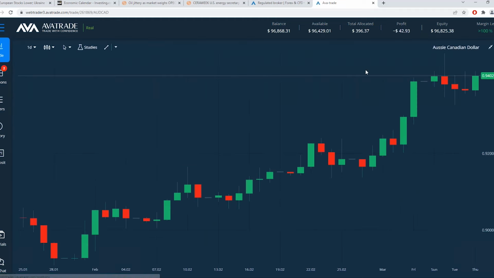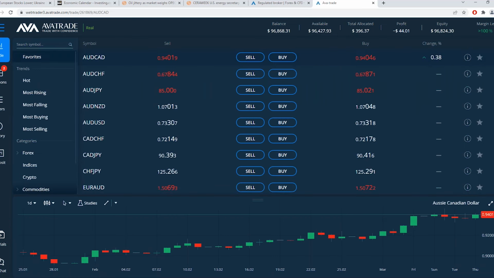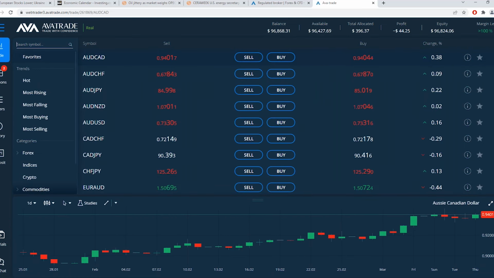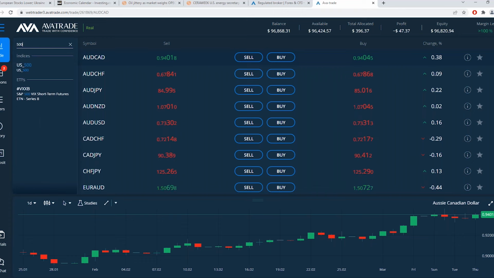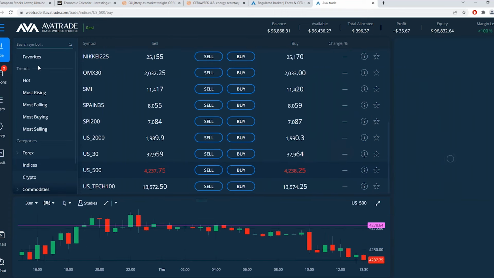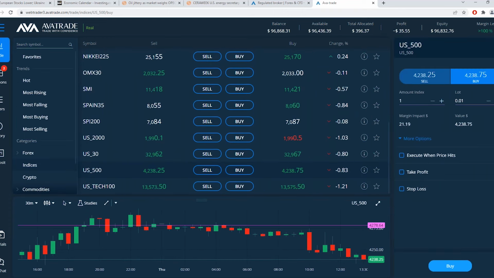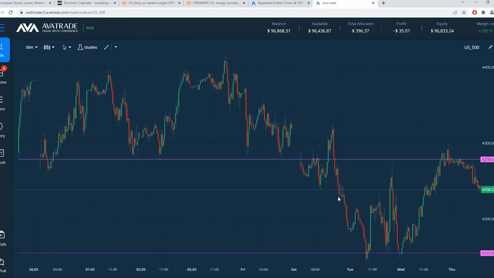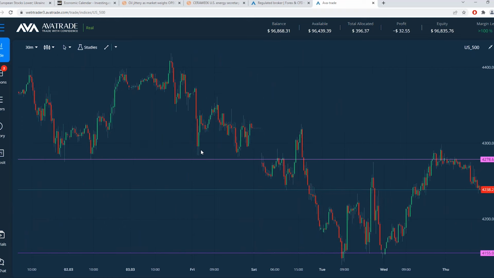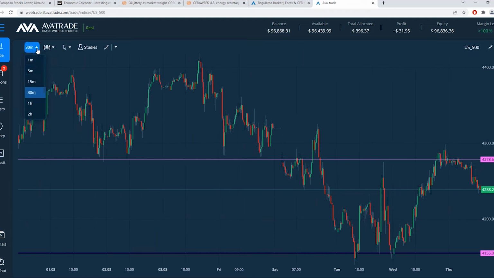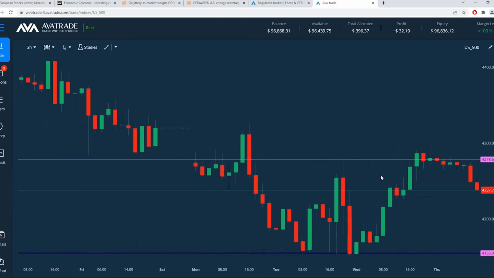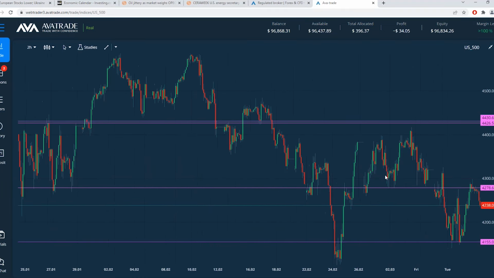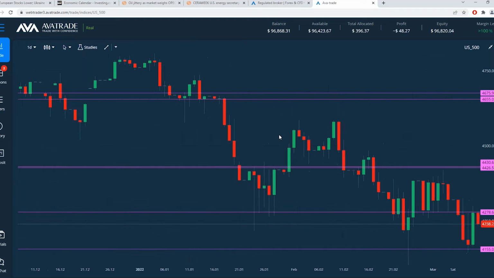Okay, I don't see any questions popping up. If we're looking at indices, no one asked, but we'll look real quick. If we're looking at something like the US 500, okay, 30-minute candles. Let's go to something bigger, maybe a bigger picture view. 2-hour candles. We see there's been pressure on the indices, pulling down. We'll see it better on 1-day candles.